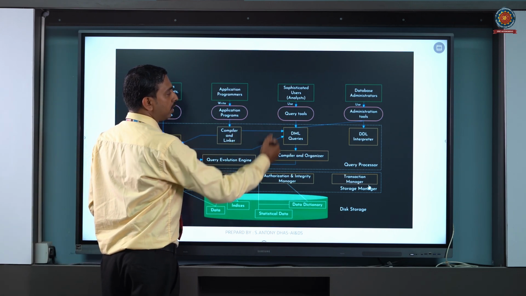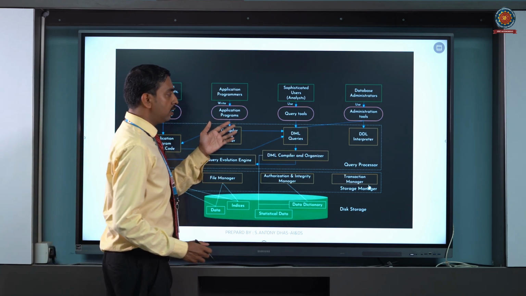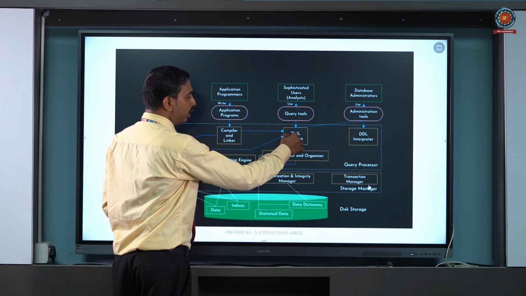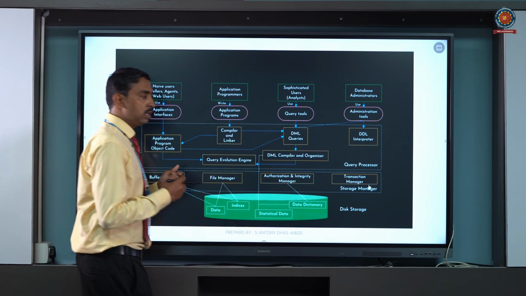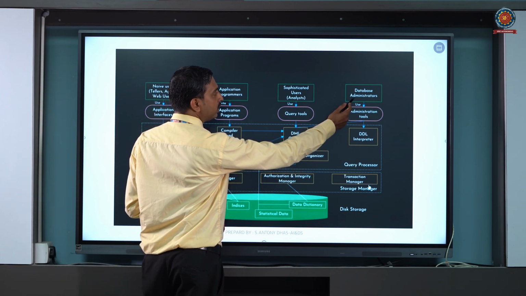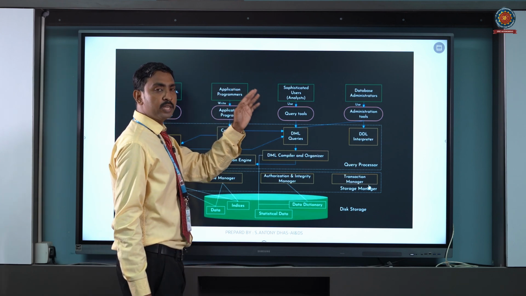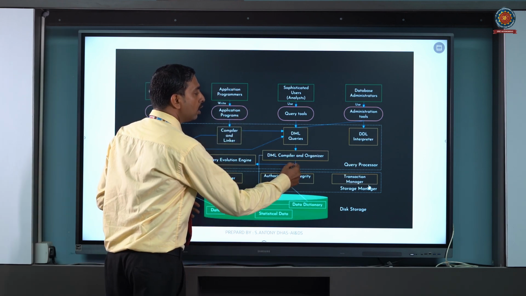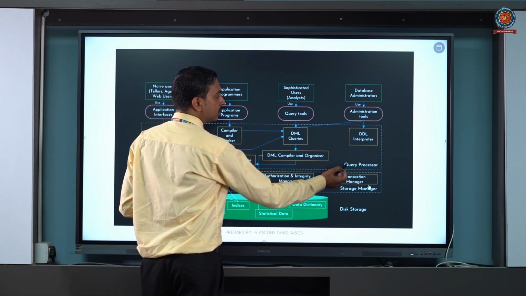Next one is sophisticated users. These are very technical persons, also called analysts. They make use of queries and do some management of the data. Next one is the database administrator. Those are very important persons. They need to set the data privileges: who wants to access the data and who does not, they will set up those privileges.